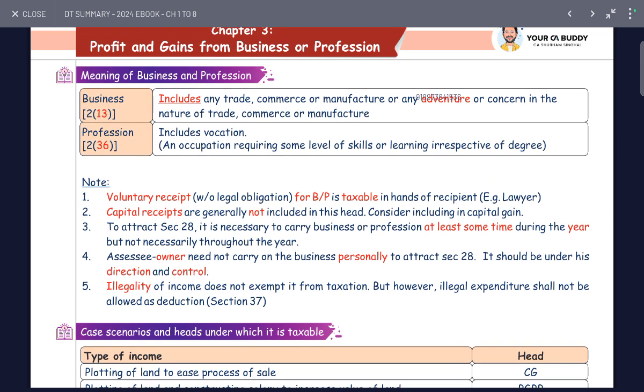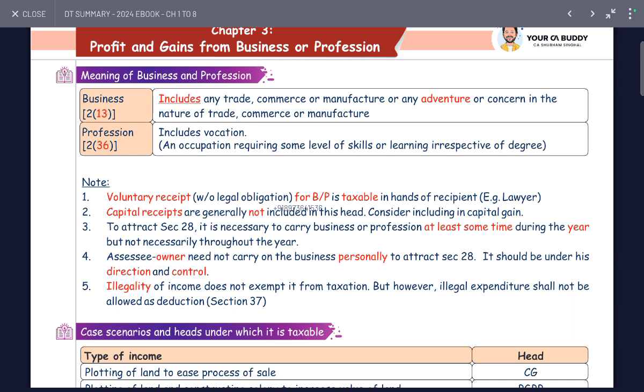Note: voluntary receipt with respect to a legal obligation is business income and is taxable in the hands of the recipient, for example a lawyer. Capital receipts are generally not included in this head and are considered under capital gains.